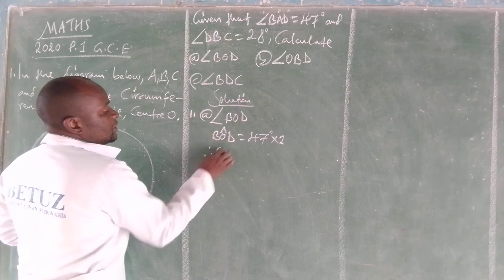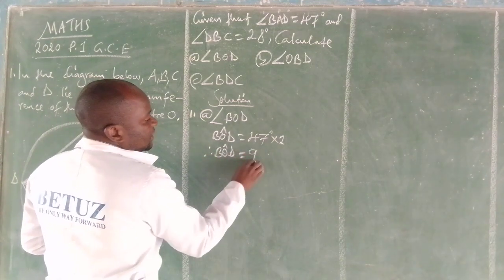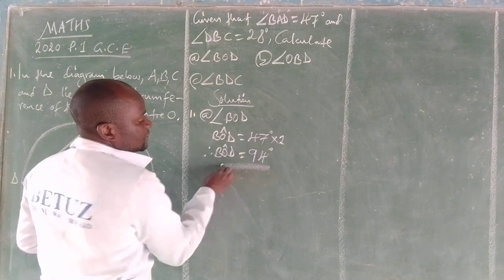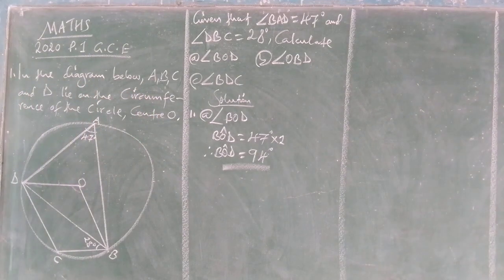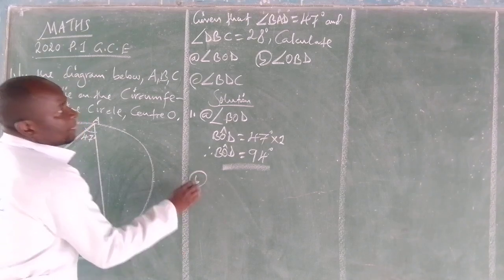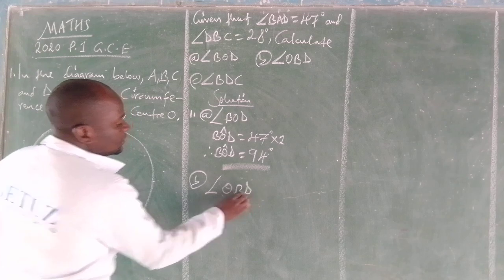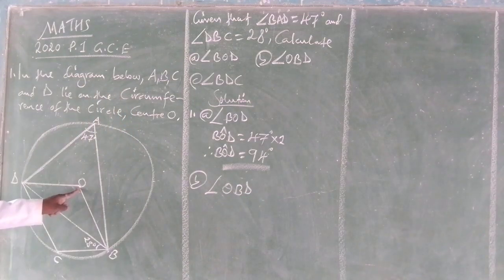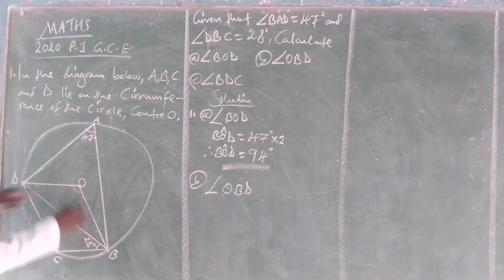Therefore, BOD is equal to, that is 94 degrees. So that is the size of angle BOD. Then we go to angle OBD, the angle right here. So now to find the angle that we have here, we are going to look at the triangle. That is the triangle ODB, the triangle here.